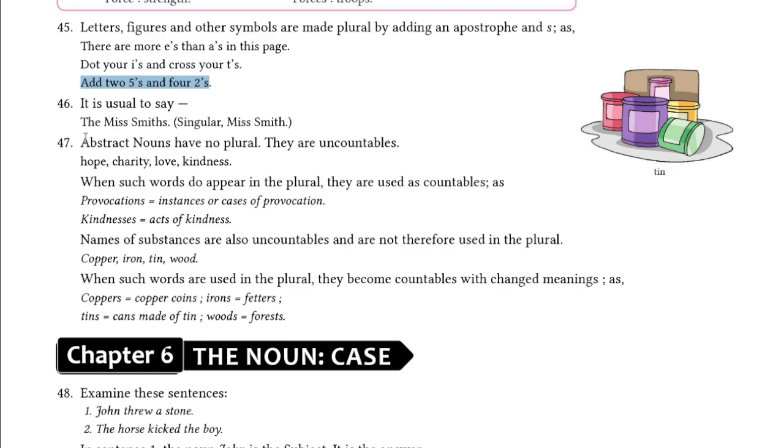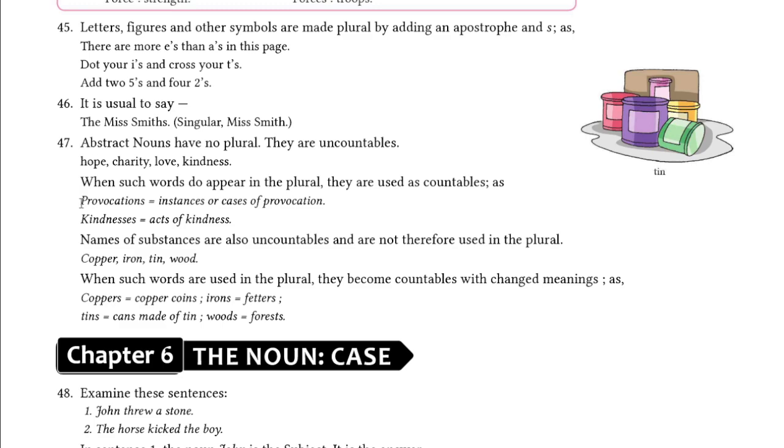It is usual to say the Miss Smiths. There is a Smith family having many daughters. Each daughter, each lady is called Miss Smith, and all of them would be called Miss Smiths. Abstract nouns have no plural, like hope and charity and love and kindness. These are abstract nouns and they have no plural. When we use them as plural nouns, they are used with a changed meaning.